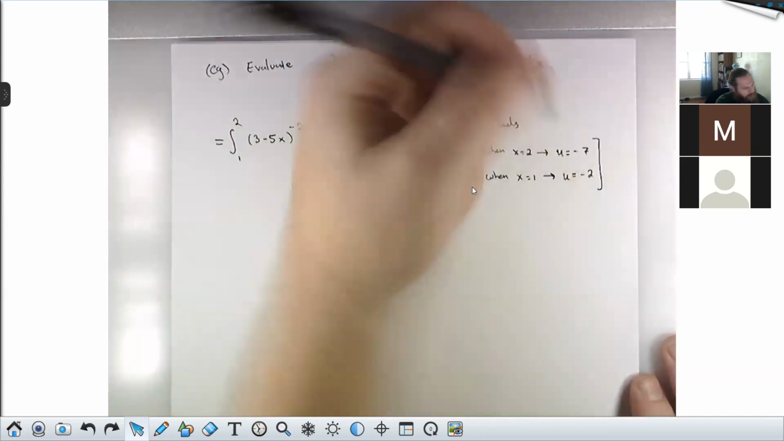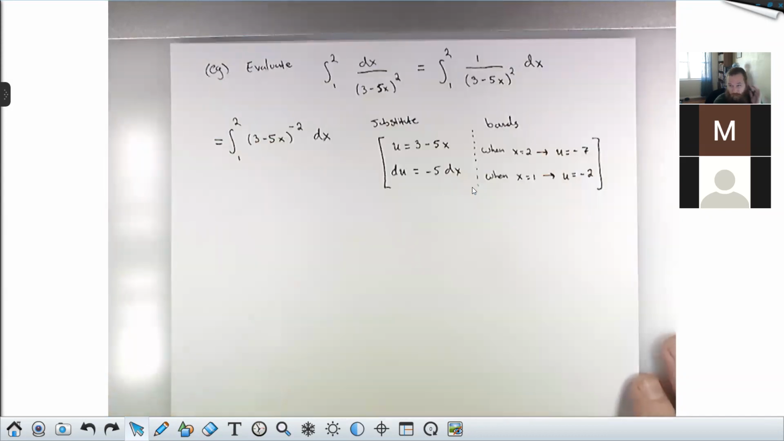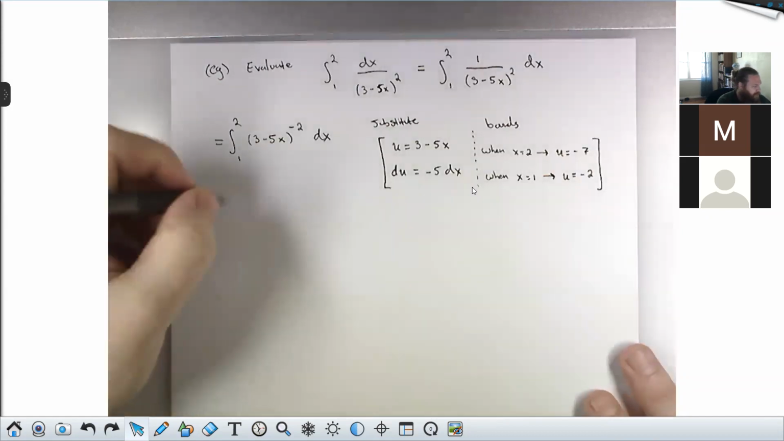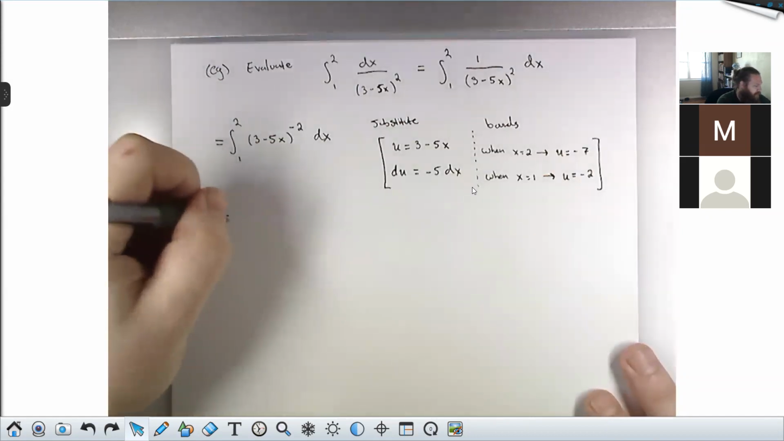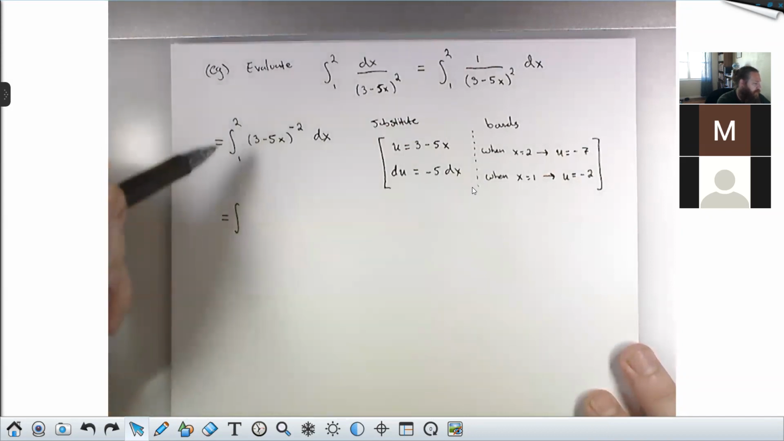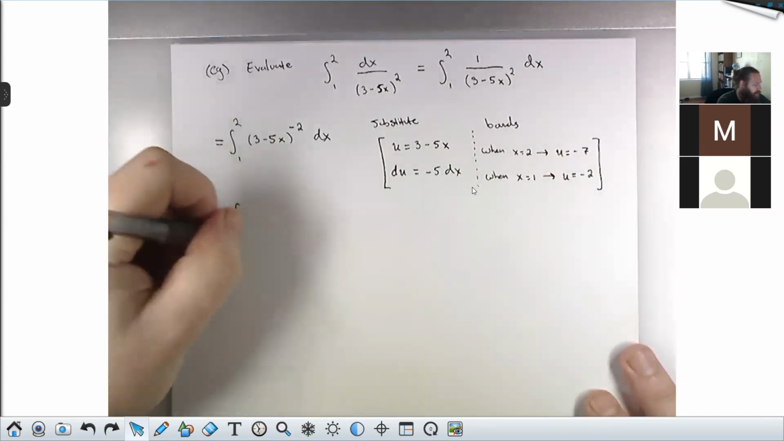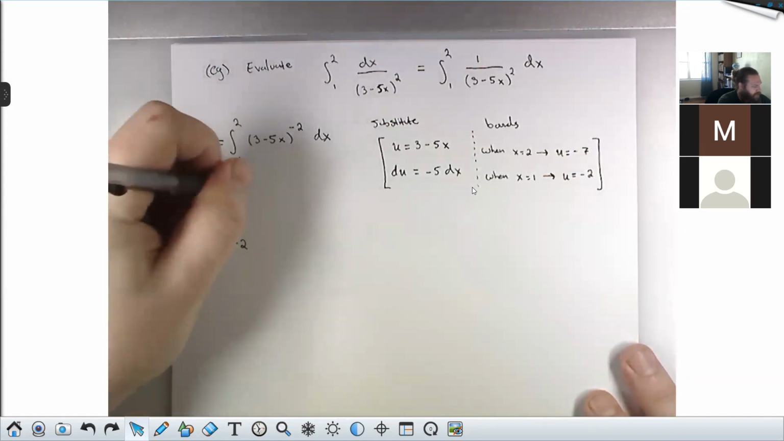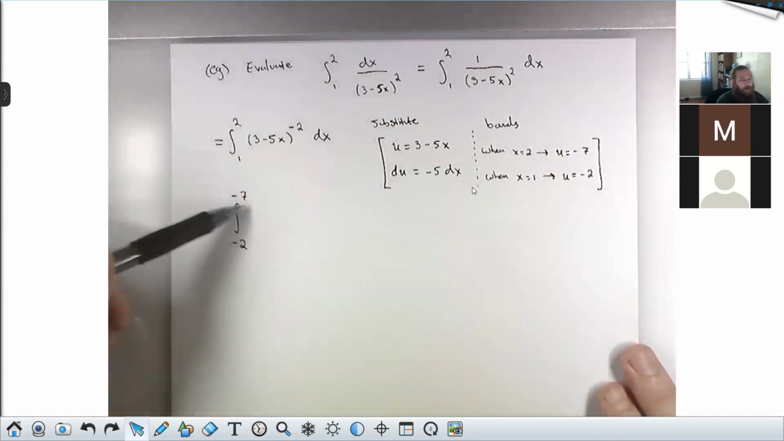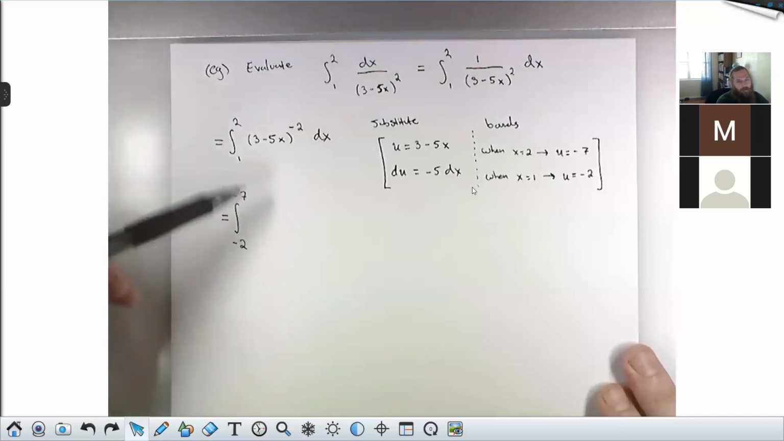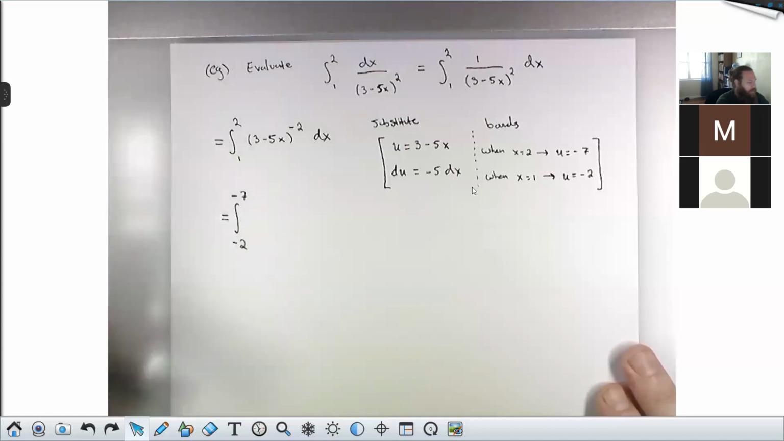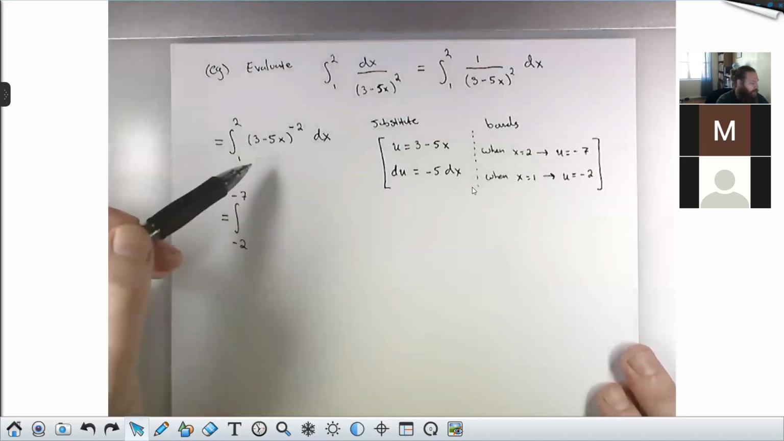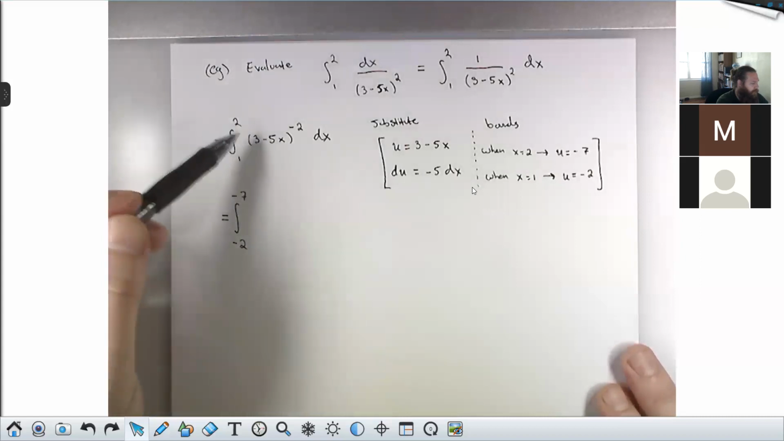This does something kind of nifty. These are called orientation reversing substitutions. I'll show you what I mean. Let's start plugging things in. Integral 1 to 2 becomes integral negative 2 to negative 7. And you're used to the top guy being bigger, right? But negative 7 sits to the left of negative 2 on the number line. This is kind of backwards. So that's what I mean by orientation reversing. Not important for you to know the name, but it's just a nifty fact.